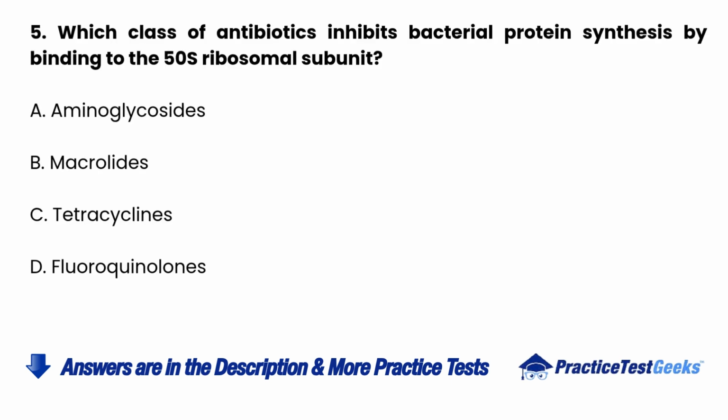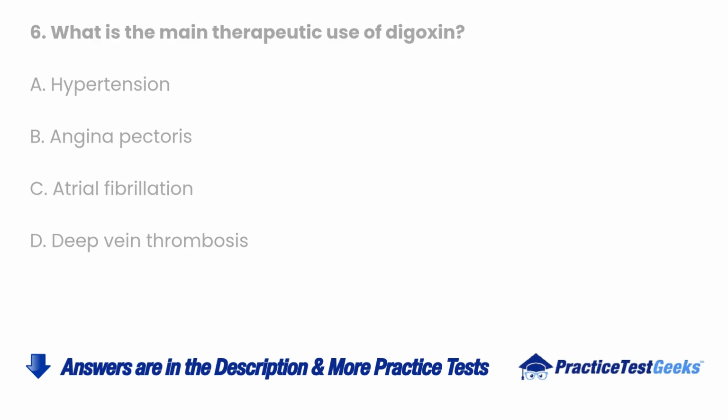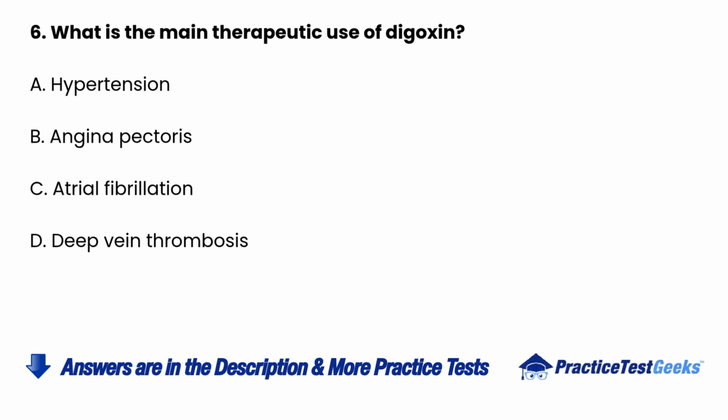5. Which class of antibiotics inhibits bacterial protein synthesis by binding to the 50S ribosomal subunit? A. Aminoglycosides. B. Macrolides. C. Tetracyclines. D. Fluoroquinolones.